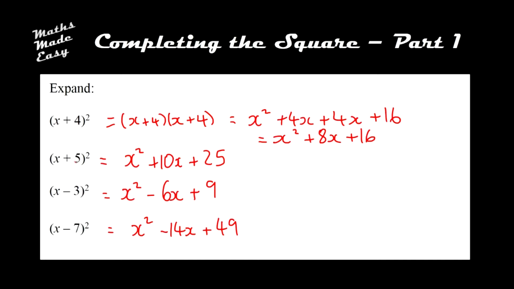So in this one here, the second one, if we double 5, we get 10. In this one here, if we double negative 3, we get negative 6. If we double negative 7, we get negative 14. So you can always get the coefficient of x by doubling the number from the bracket. The end term is always achieved by squaring the number in the bracket. So 4 squared, 16. 5 squared, 25. Negative 3 squared, positive 9. Negative 7 squared, 49. If we keep this in mind when doing the following questions, it will help us.